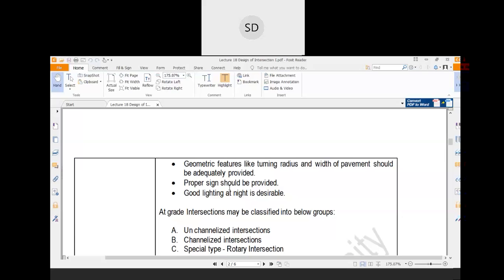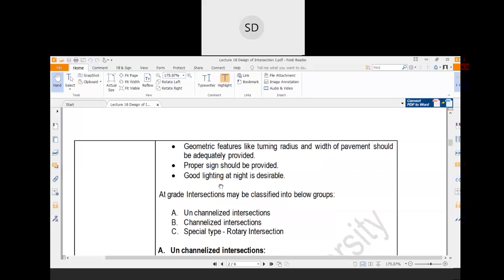Proper signs should be provided if the intersection is manually controlled, that is, the traffic police will control it, or if it is a signalized intersection, in such cases, in some particular approaches there should be stop signs or other signs that are adequately visible. Then good lighting at night is desirable for better visibility.